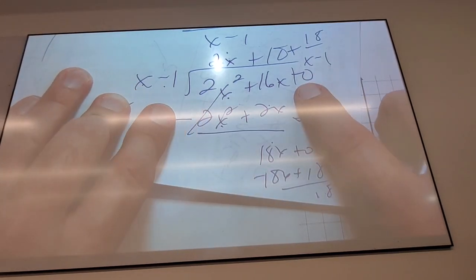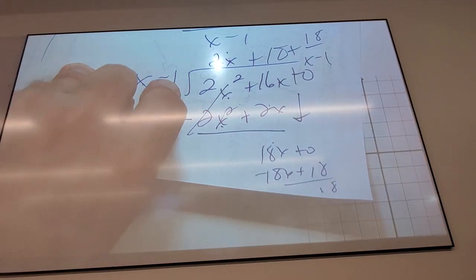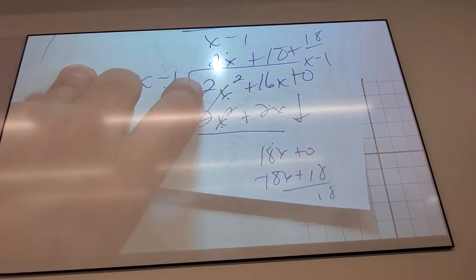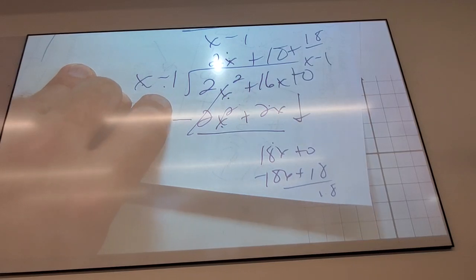If you have forgotten how to long divide and synthetically divide, I highly recommend you review that. If you're not sure how to review it, just reach out to me. Yes?